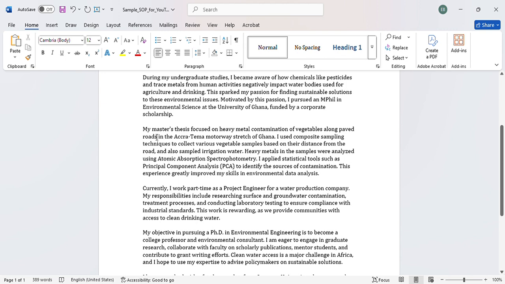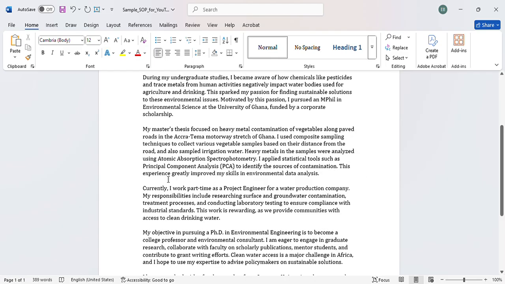Let's go to the third paragraph. My master's thesis focused on heavy metal contamination of vegetables along paved roads in the Accra to Mamoto stretch of Ghana. I used composite sampling techniques to collect various vegetable samples based on their distance from the road, and also sampled irrigation water. Heavy metals in the samples were analyzed using atomic absorption spectrophotometry. I applied statistical tools such as principal component analysis to identify the sources of contamination.